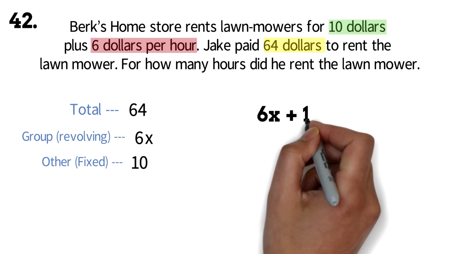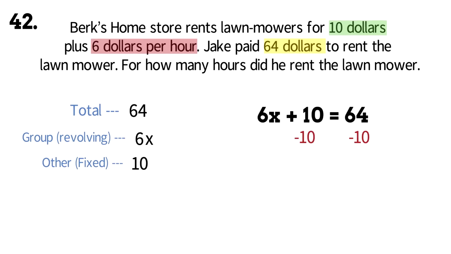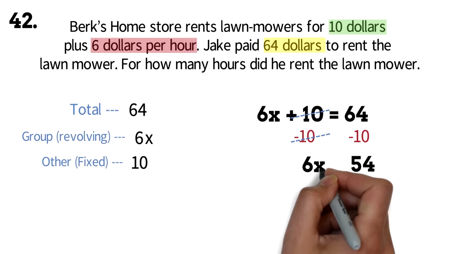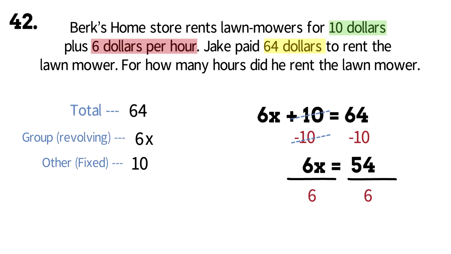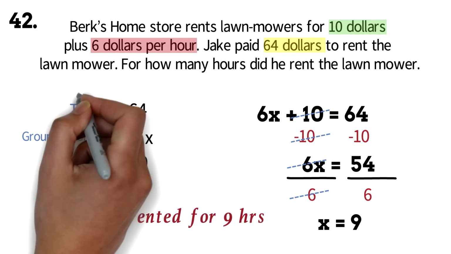We can write the two-step equation for it. We have 6x plus 10 equals 64. We subtract 10 from both sides. The 10 will cancel out. 64 minus 10 will be 54. So we have 6x equals 54. Next, we will divide both sides by 6. This will cancel out. 54 divided by 6 is 9. Therefore, x equals 9. So Jake rented the lawnmower for 9 hours.